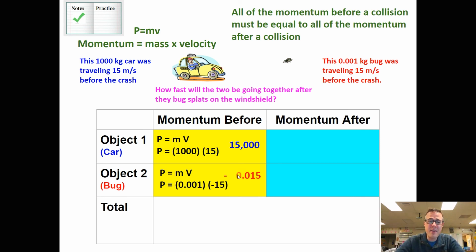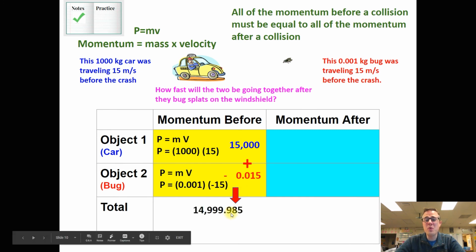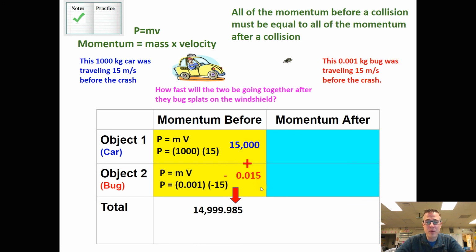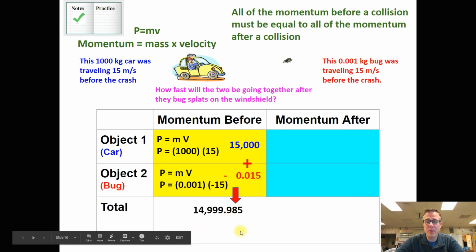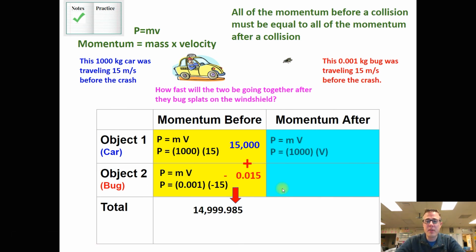When we combine those two momentums together and drop it down into the box below, we're going to get a number that's really, really close to 15,000 because the bug's momentum was so tiny. But that's all the momentum before the crash. Now we go to after. Neither of these objects has lost any mass, but we don't know how fast they're going. So we're going to use v. So the car is 1000 v, and the bug is 0.001 v.